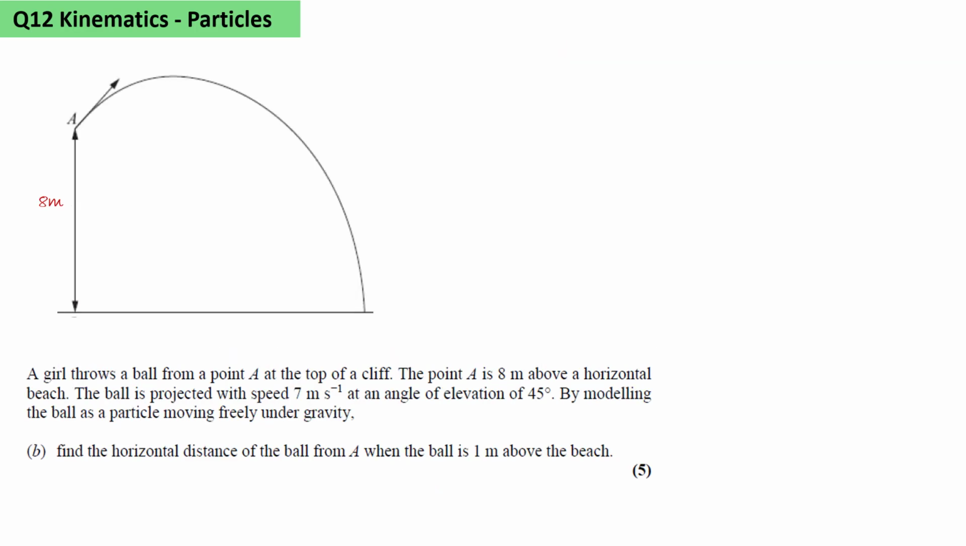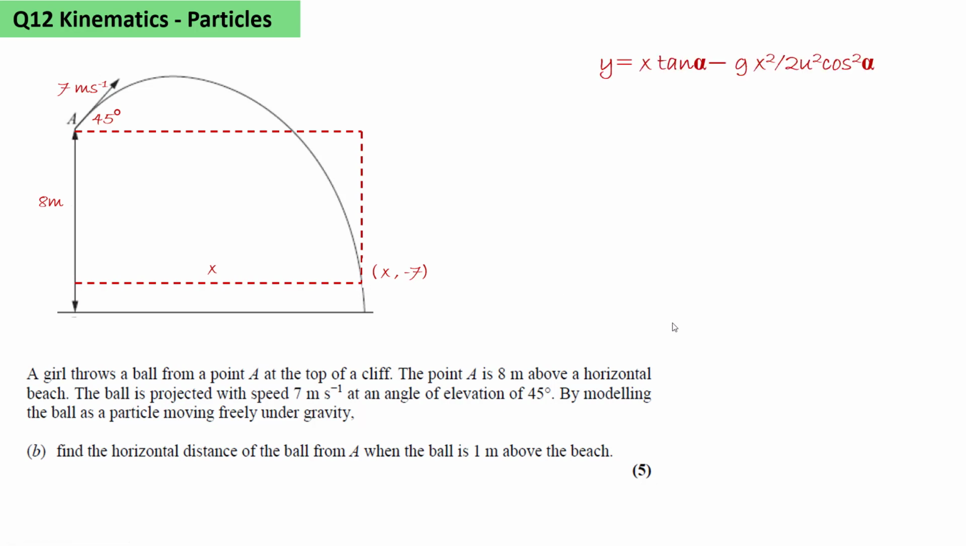Let's look at the second part of the question. Here a girl throws a ball from a point A at the top of a cliff. The point A is 8 meters above the horizontal beach, and the ball is projected with a velocity of 7 meters per second at an angle of elevation of 45 degrees. When the ball is 1 meter above the beach, its vertical displacement will be minus 7, and we let x equal the horizontal displacement.